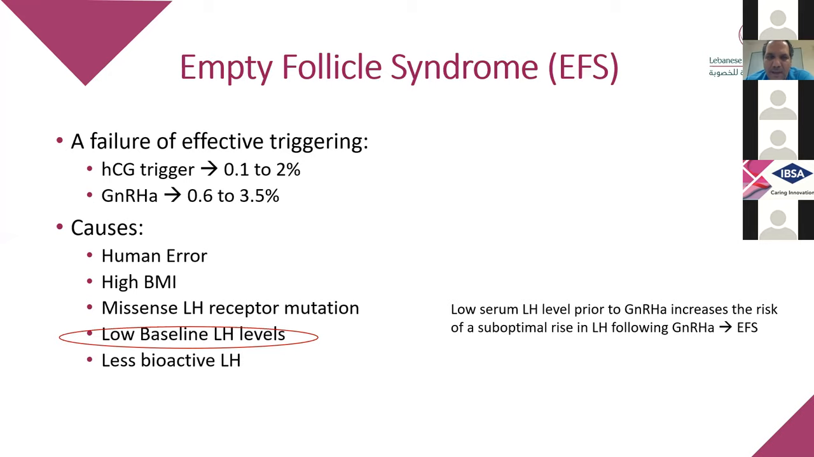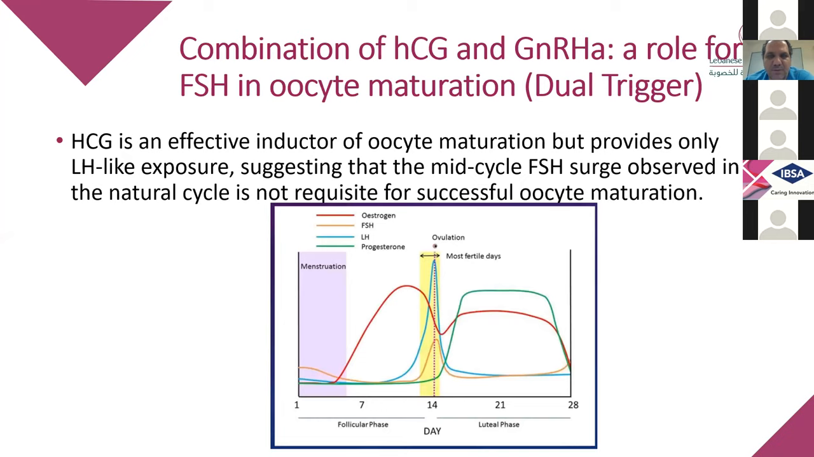And this is sometimes if somebody has been on OCP and prolonged suppression, or let's say they have hypothalamic hypogonadism. This is important because many times people decide to use a GnRH agonist trigger in a patient with PCOS, okay, because they are worried about ovarian hyperstimulation. So you come and you do the GnRH agonist and you find out that you have an empty follicle syndrome. But what could be the case is that what we thought was PCOS was actually not PCOS, but more like a hypothalamic and hypopituitary problem. And so this situation can lead to that. So this is something to keep in mind when we get this condition. And the last few slides I'm going to talk about are about the dual trigger.